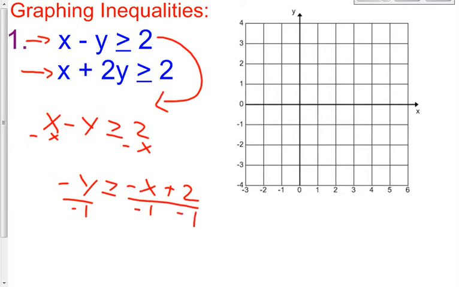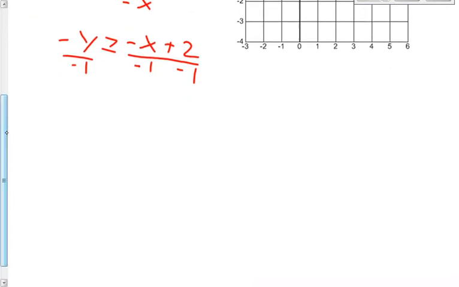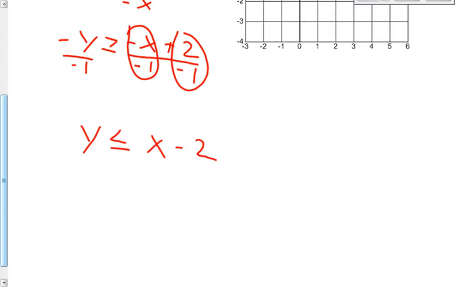Now remember what happens when you divide by a negative. When you divide or multiply by a negative, it changes the sign. So now y is, instead of greater than or equal to, less than or equal to. A negative x divided by a negative 1 makes a positive x. And 2 divided by a negative 1 is a negative 2. So this is going to be one line that we are going to put on our graph and shade accordingly.